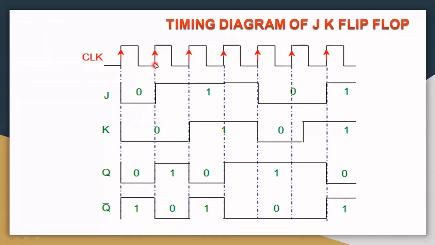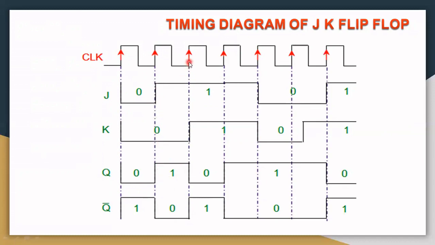Now coming to the second clock pulse, J is equal to 1 and K is equal to 0. That means J is equal to 1 and K is equal to 0, set state. Suddenly Q goes high and Q dash goes low. So this is set state.